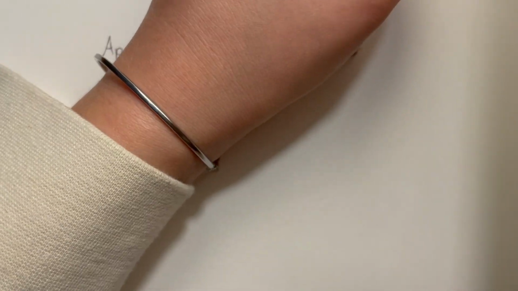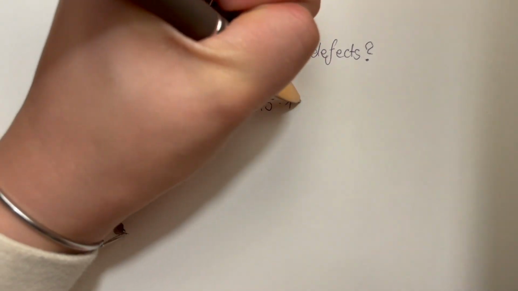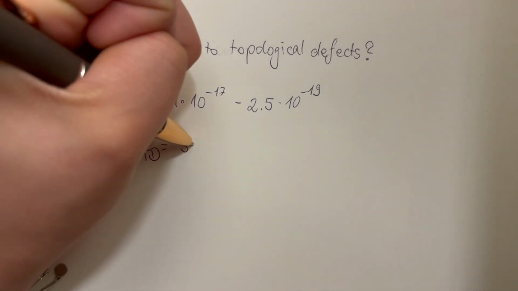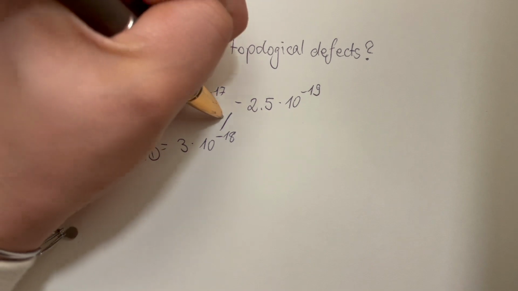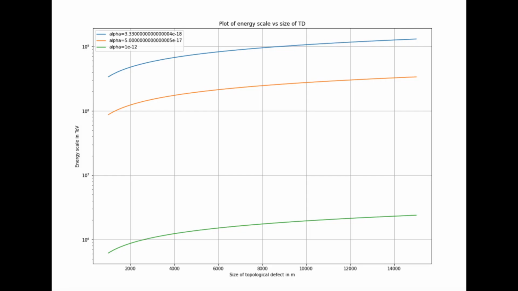Now, can we use this entangled clock to detect topological dark matter? The stability range is from 1 times 10 to the minus 17 to 2.5 times 10 to the minus 19. The constraint for the phase difference of a clock due to topological defects is 3 times 10 to the minus 18, which is smaller than the maximal stability, meaning we could possibly detect them. From this phase difference phi, we can estimate what kind of topological defects we could find. Our model is the blue graph, meaning we could detect dark matter up to a size of 10 kilometers and an energy scale of 10 to the 9 tera-electron-volt. The other two lines show smaller ranges set by previous research.